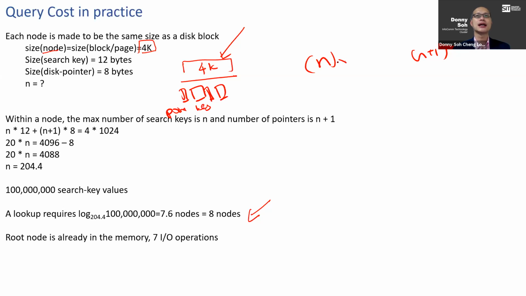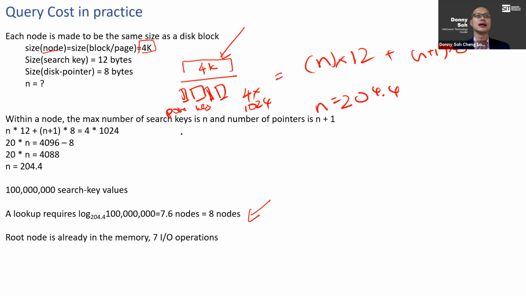So it will be n times 12, since each key has 12 bytes. N plus 1 number of pointers, so this is times 8. And this will be equal to 4 times 1024. If we solve this, we get n equals about 204.4.